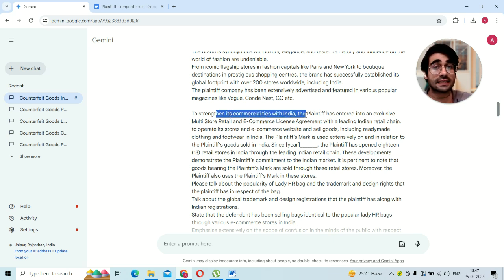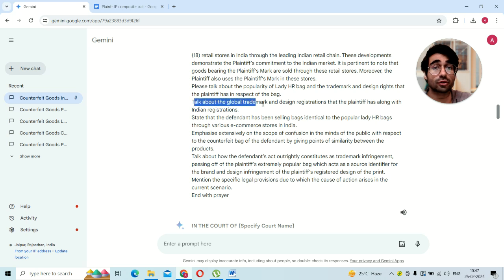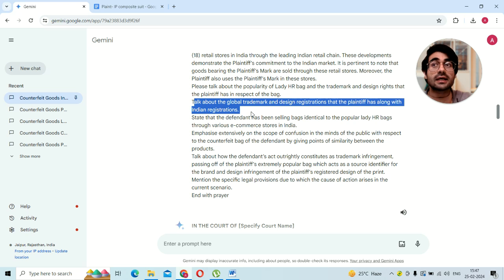To strengthen its commercial ties in India, the plaintiff has entered into an exclusive multi-store retail and e-commerce license agreement with a leading Indian retail chain to operate its stores and e-commerce website and sell goods including its ready-made clothing and footwear and all of that. So that is something that I've talked about. Talk about the global trademark and design registrations that the plaintiff has, along with Indian registration. So like I said, territorial rights have to be established when we talk about intellectual property, but talking about your global IP enforcement always helps. So that is something that you should always include.